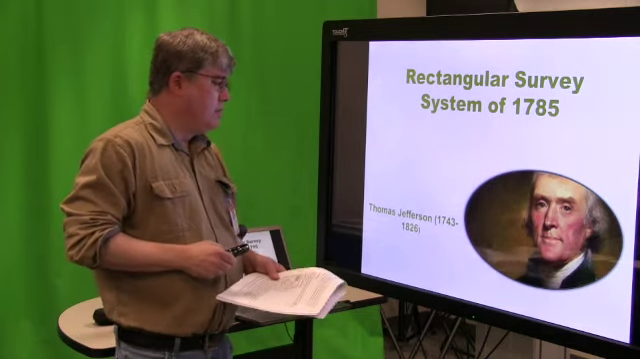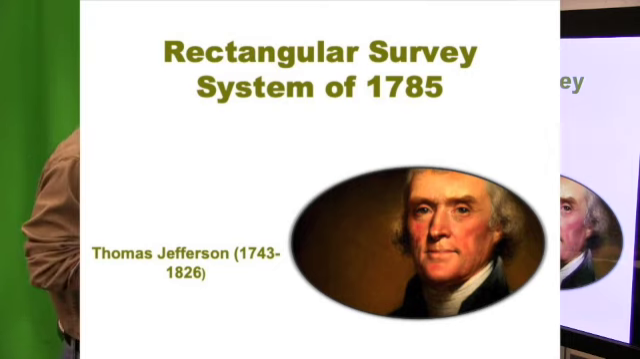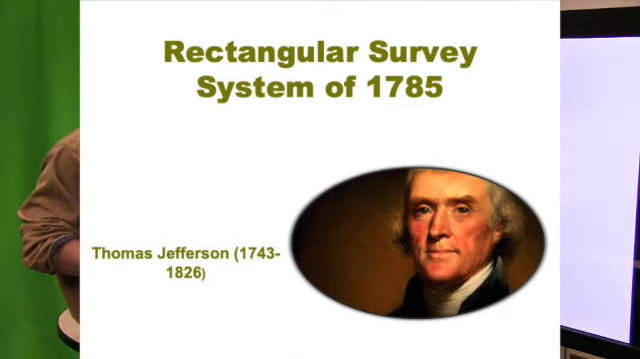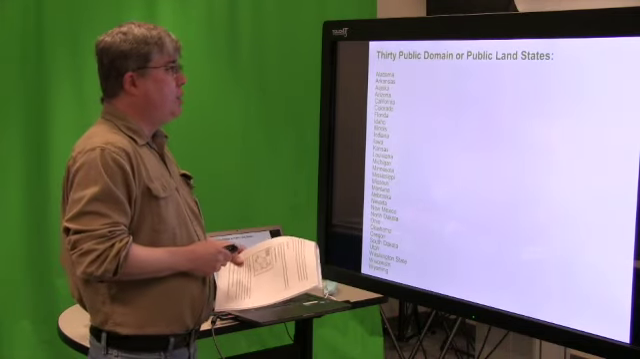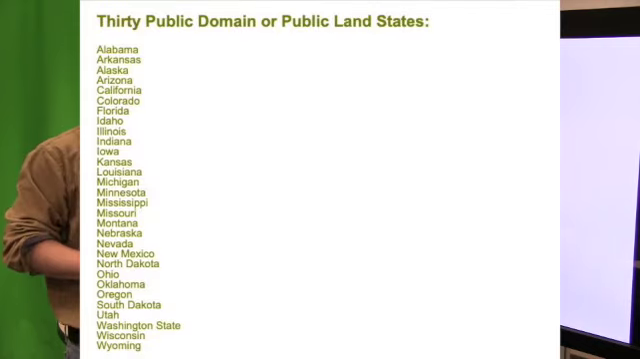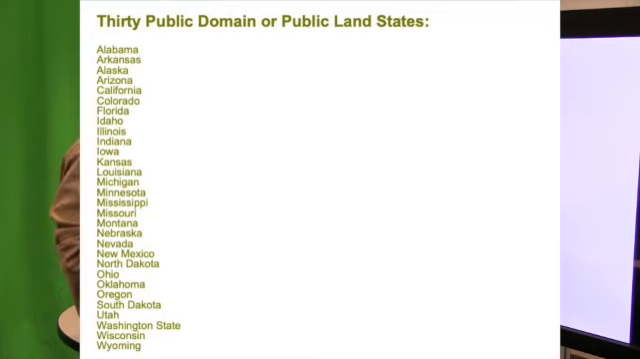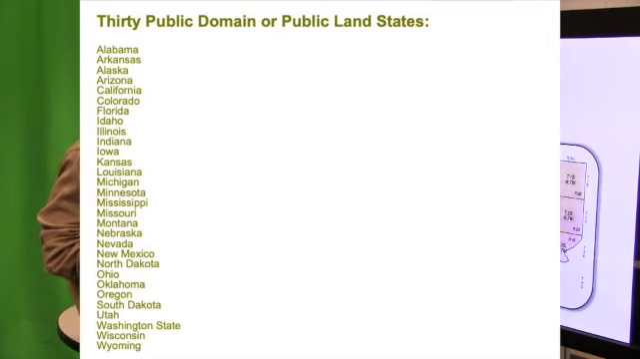President Thomas Jefferson came up with a rectangular survey system of 1785, and man, it makes land transactions so much easier, because I'm not a math geek, as Mrs. Stewart can tell you, and it's all based on squares and rectangles. But the 30 public domain or public land states, basically any state that wasn't one of the 13 original colonies, is a public domain or public land state. And Ancestry and FamilySearch have some of their records online.